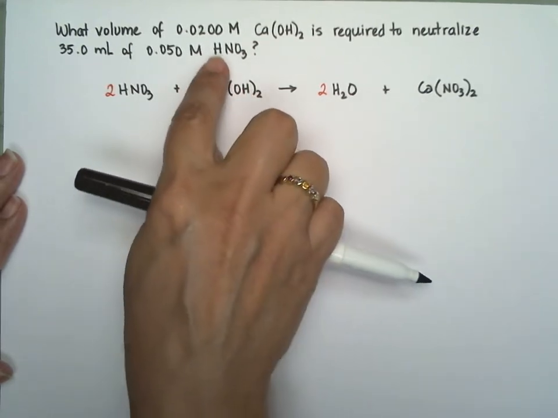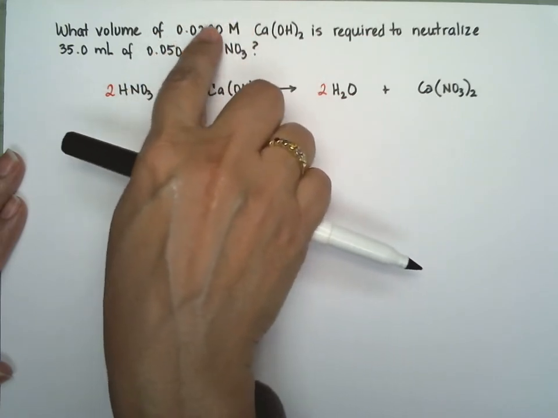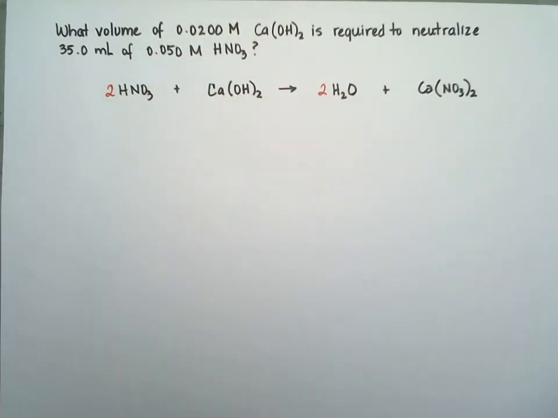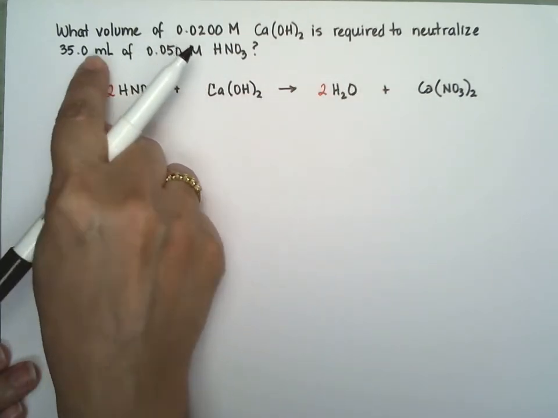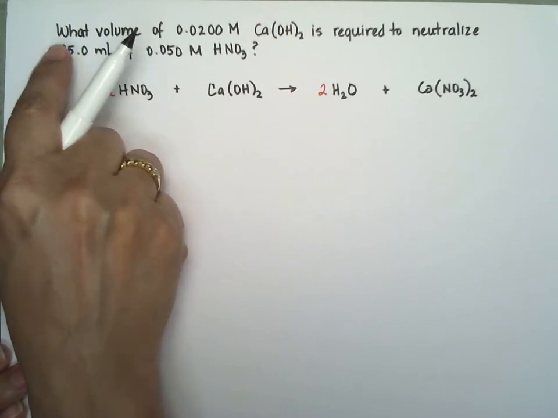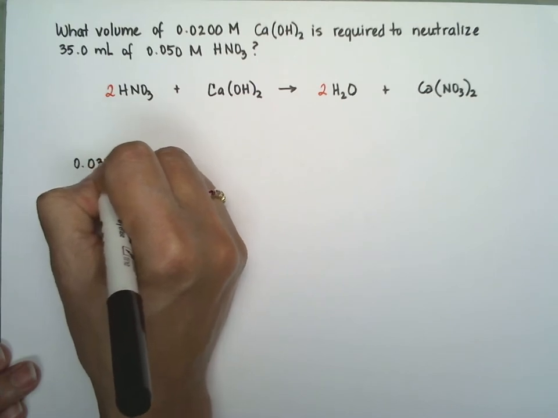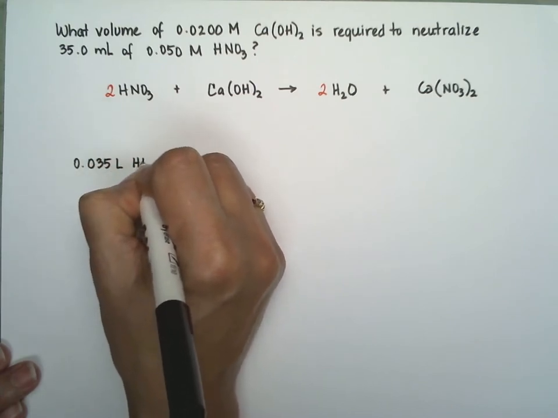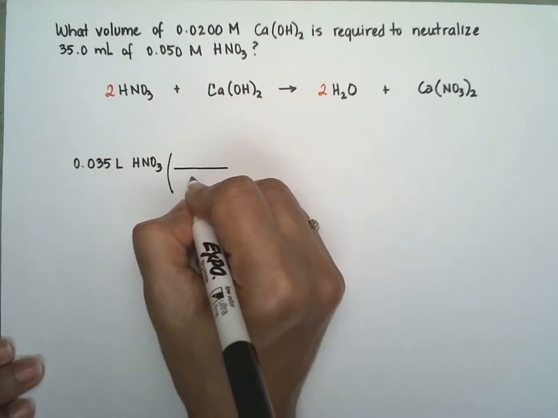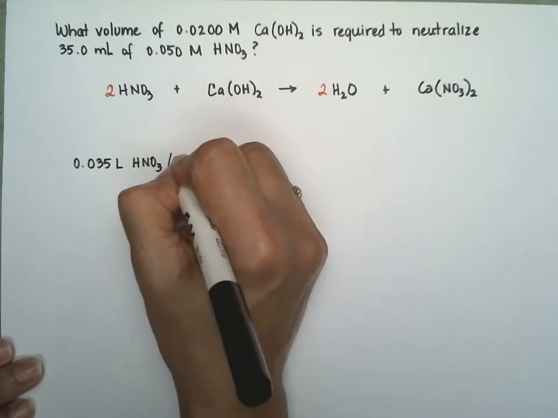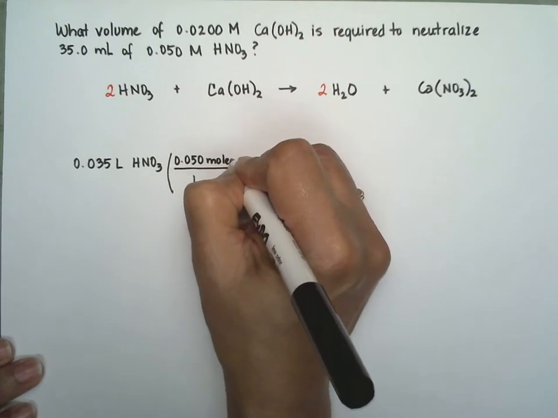So I need to know how much nitric acid I have, and that way I can calculate how much calcium hydroxide I'm going to need. Real quick, we convert the milliliters to liters by moving the decimal point 3 spaces to the left. So we have 0.035 liters of nitric acid times the molarity. So for every liter of that solution, I have 0.05 moles of nitric acid.